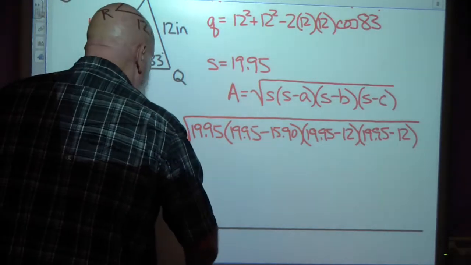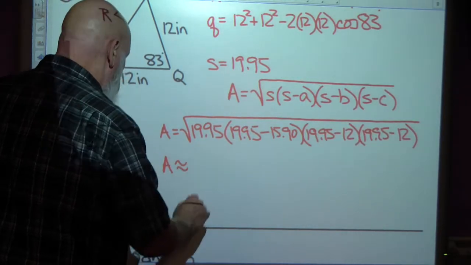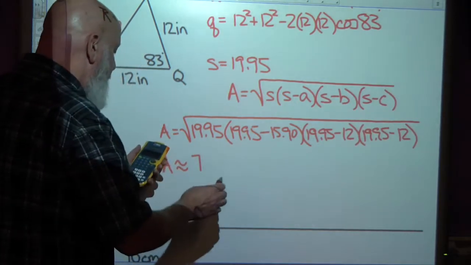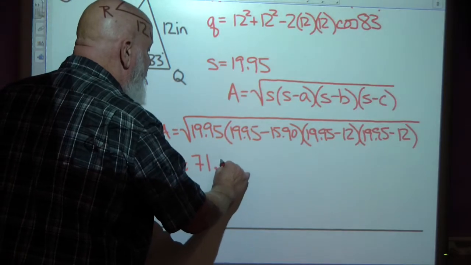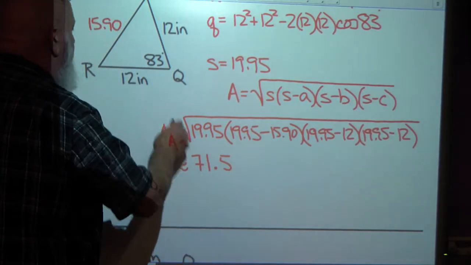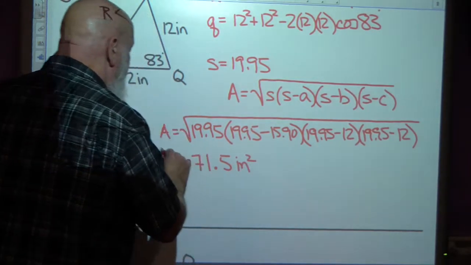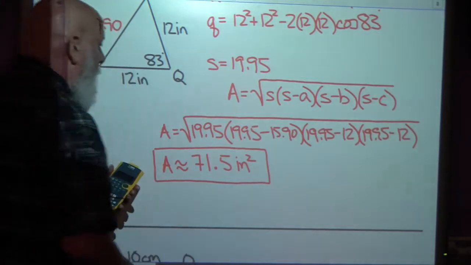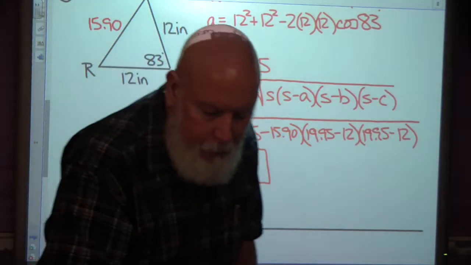Got 71.4. If I haven't made a mistake, no, that would be 71.5. I got 71.4605, so forth and so on. So that would be 71.5 approximately. That would be inches squared, would be my area. I'm sorry you had to sit there and watch me poke all that into the calculator, but that's what it takes. That's just part of math. You have to be patient sometimes.